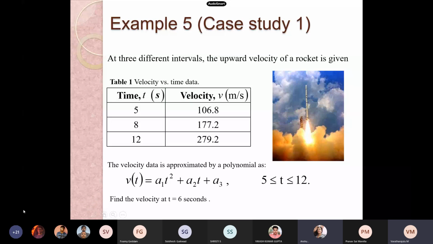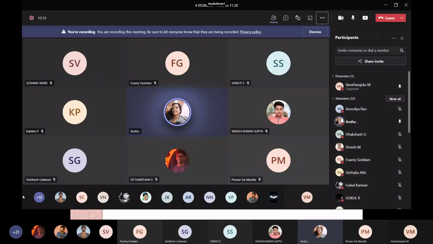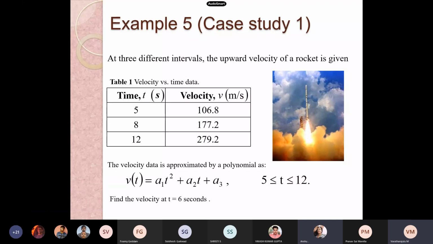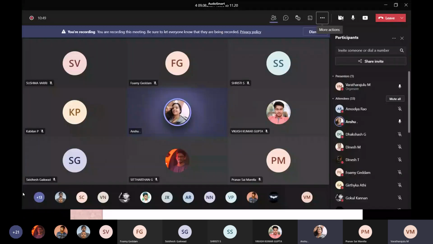Okay, good. Now the velocity at t equal to 6. What was the velocity? 129.7. Okay, 129.7 meters per second, isn't it? Any other different answer? Any other answers?